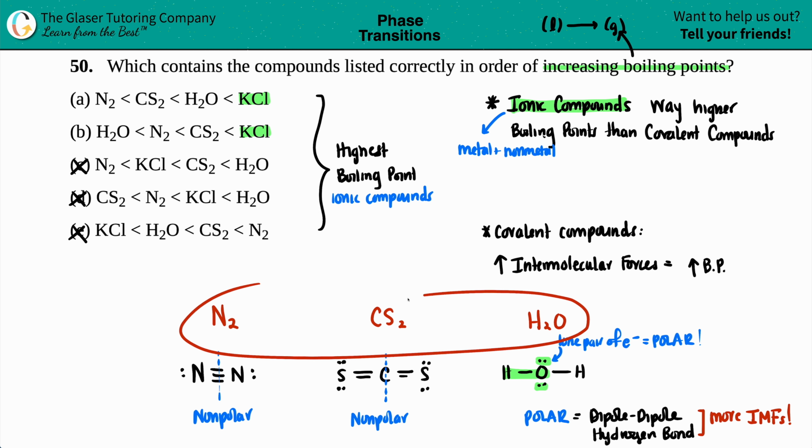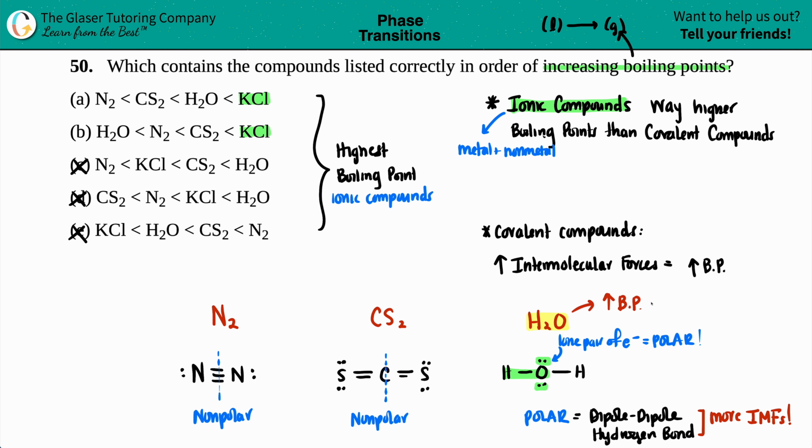So out of these 3, it seems that the water should have the highest boiling point out of the covalents. So that should be the next runner-up. So KCl, and then out of the 3 covalent ones, water should be next because it has more intermolecular forces. The other one showed the water being the least, and that's not going to work. So the answer is letter A. Bravo.